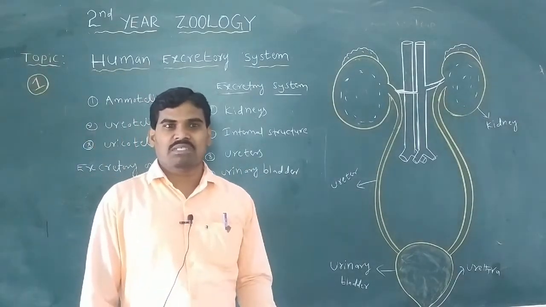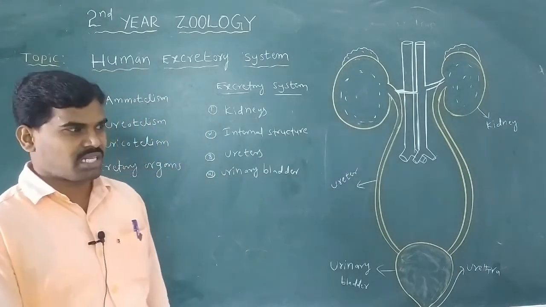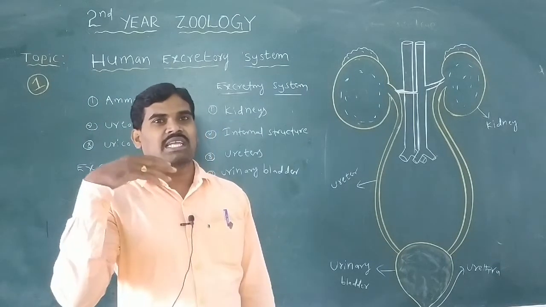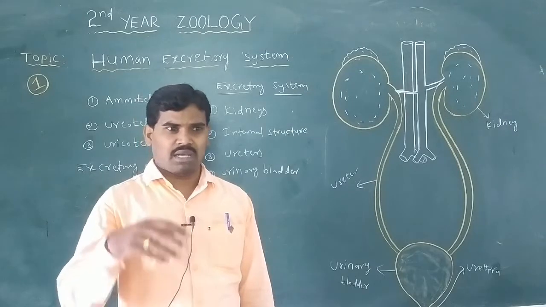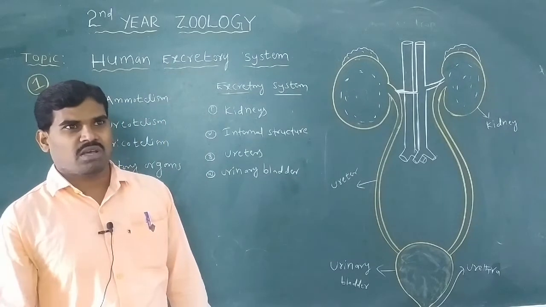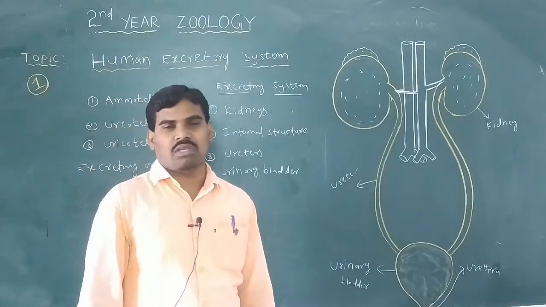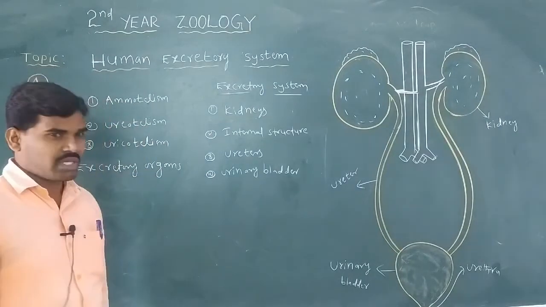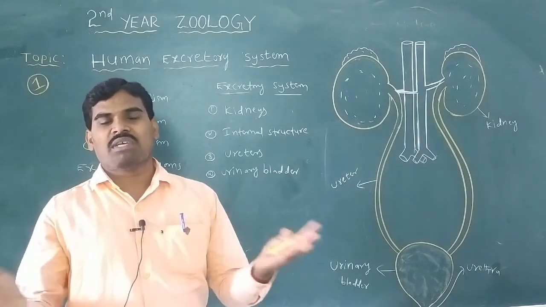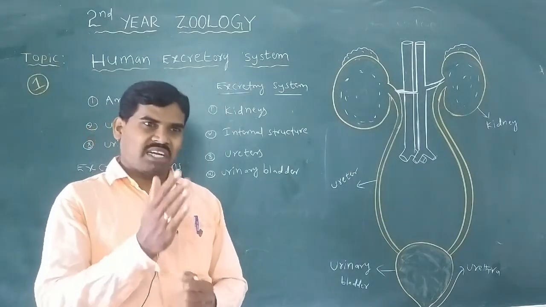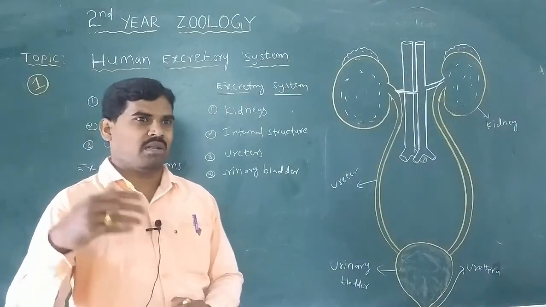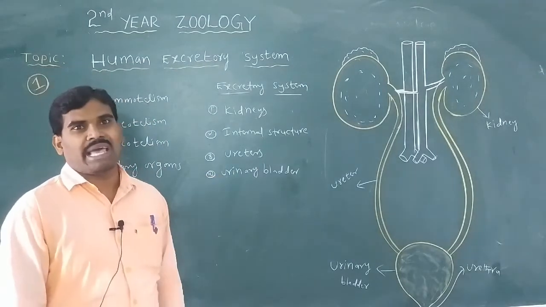The end products of these metabolisms are nitrogenous waste materials, which must be sent out of the body immediately because they are toxic in nature. The separation and elimination of these wastes, where the nitrogenous waste is separated and then eliminated from the body, is called excretion.